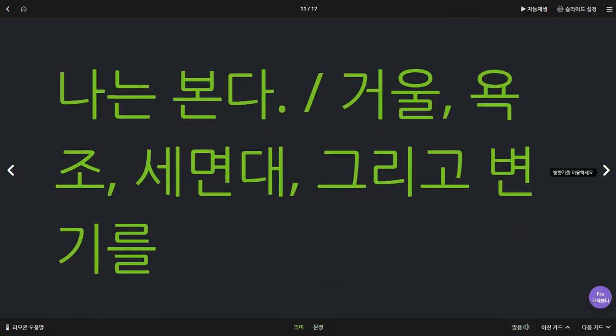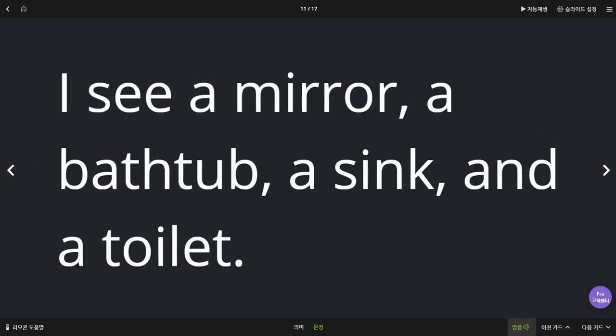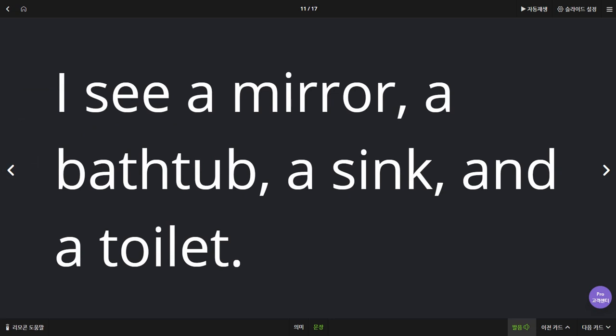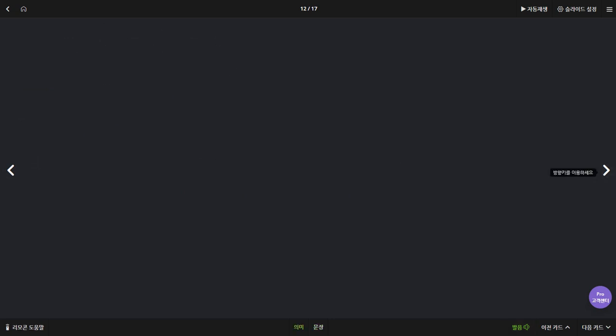Okay, so you see a mirror, a bathtub, a sink, and a toilet. I see a mirror, a bathtub, a sink, and a toilet.